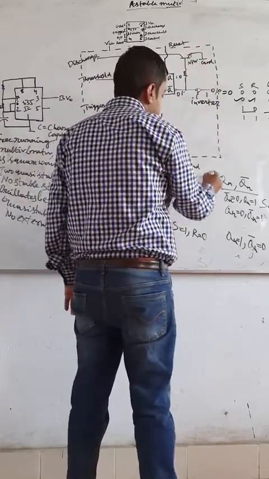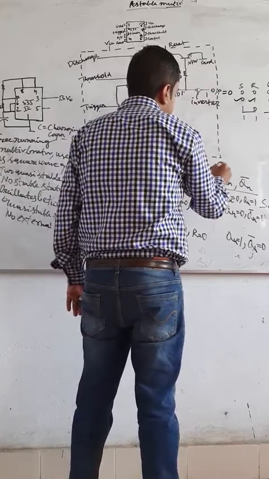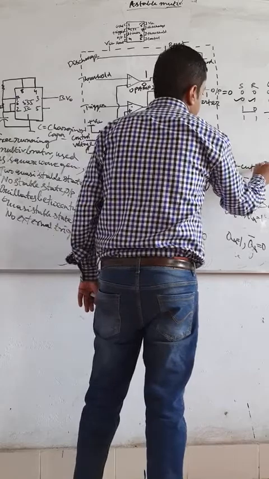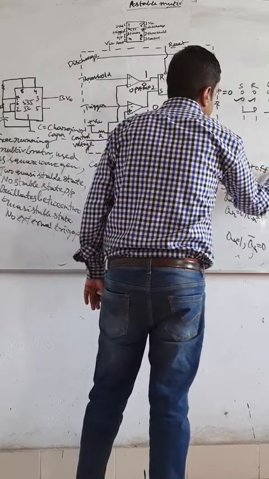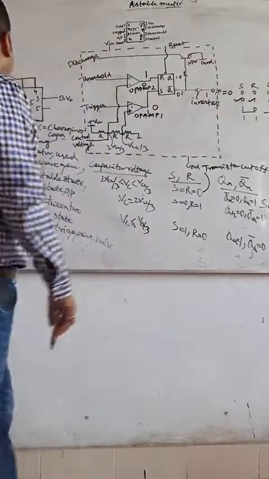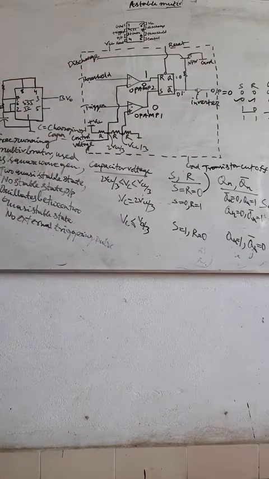If S and R is 0, the transistor is in cutoff mode, and the output will be logic high. Consequently, the capacitor will start charging through the resistances R1 and R2. The capacitor will start charging if S and R is equal to 0, through R1 and R2.